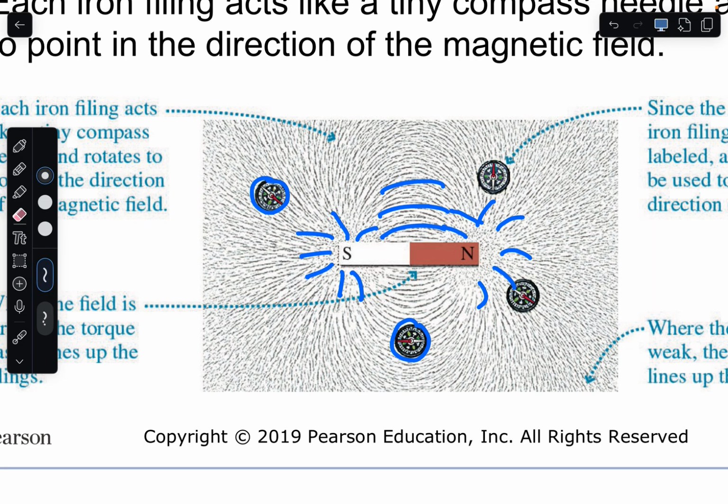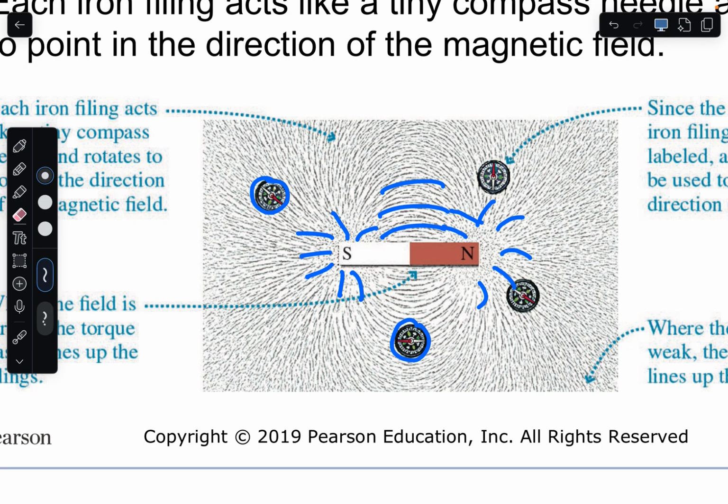Depending on where you are, they're going to point along the magnetic field lines, which go from north to south. When I move my compass around, my needle is going to point in a different direction, right? When it's right above, it's going to be kind of parallel to the magnet. And when I'm to the right, it's going to start pointing directly towards the pole.